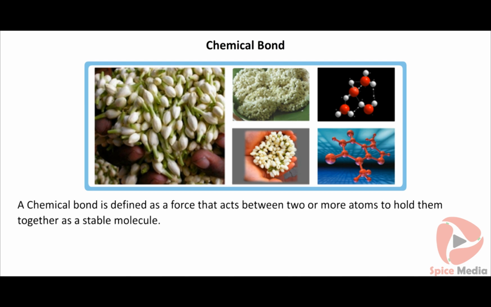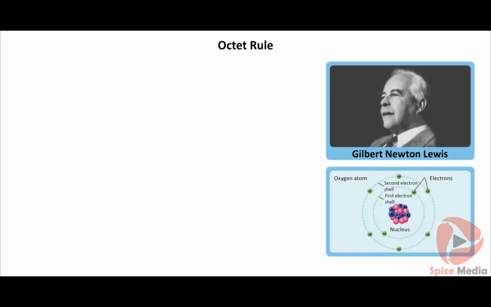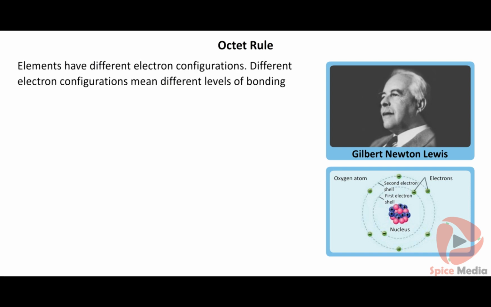A chemical bond is defined as a force that acts between two or more atoms to hold them together as a stable molecule. Gilbert Newton Lewis used the knowledge of electronic configuration of elements to explain why atoms join to form molecules. He visualized that the inert noble gases have a stable electronic configuration, while atoms of all other elements have unstable or incomplete electronic configuration.